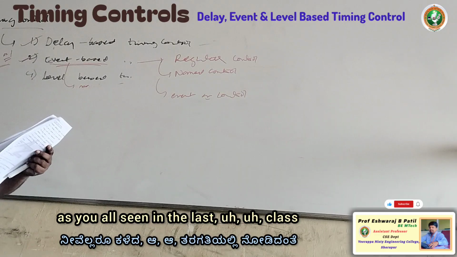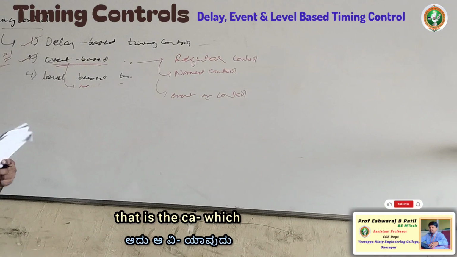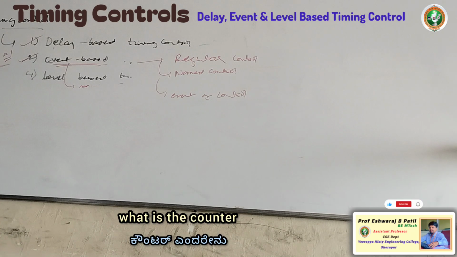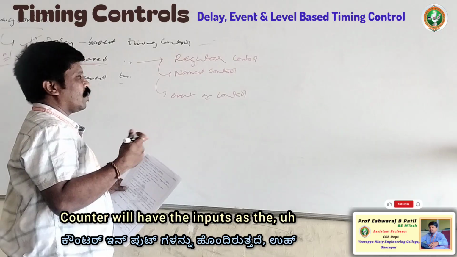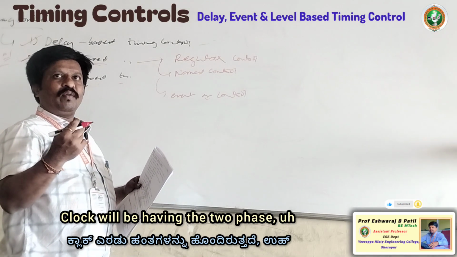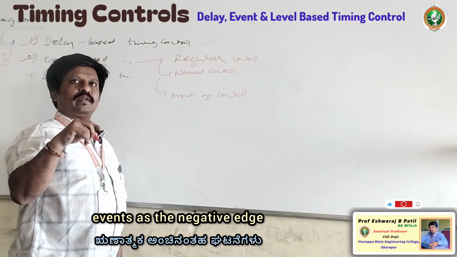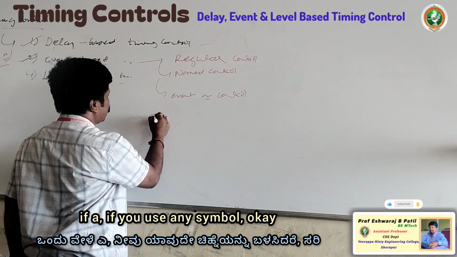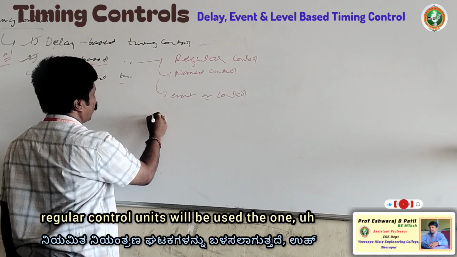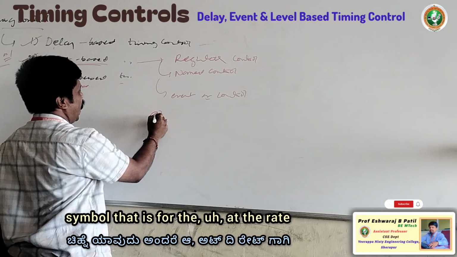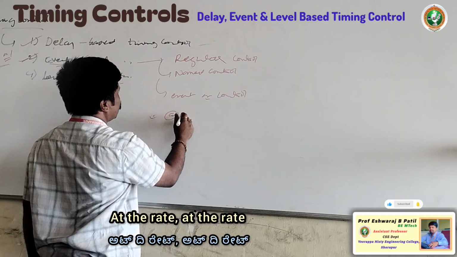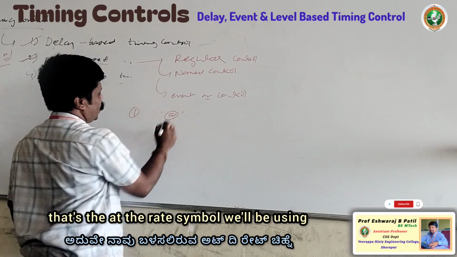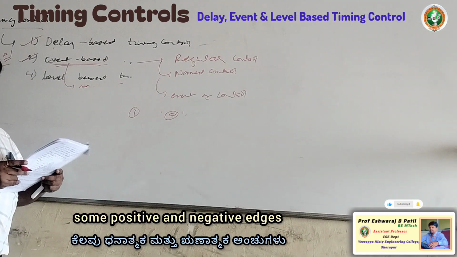Regular event control, as you all saw in the last class, is where we consider a counter that has inputs for the clock and the reset. The clock will have two phase events, the negative edge and the positive edge. For example, the regular control uses one symbol, the at the rate symbol. And we also have positive and negative edges.